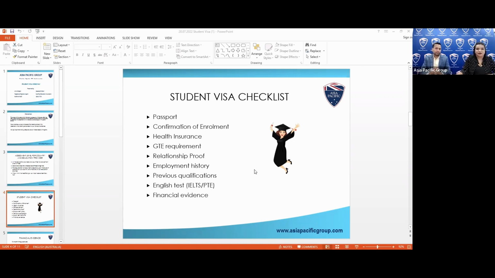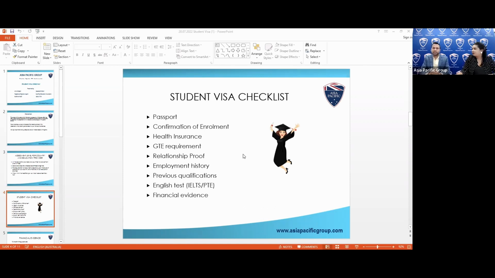GT is like a genuine temporary entrant. So the applicant must satisfy the department that they are a genuine temporary student and a genuine student. Okay, so it's a statement that we provide about our history. We will go into detail later on in the webinar.